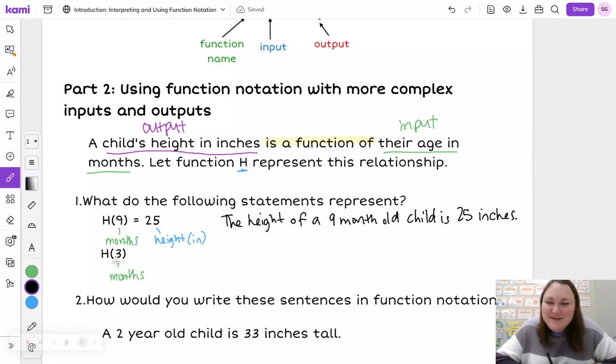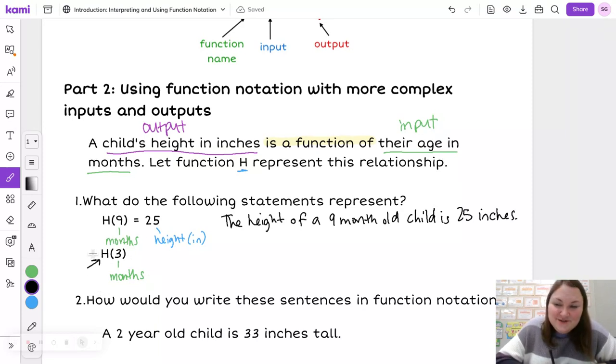So I went ahead and I labeled, we know that 3, again, it's in our parentheses, so it's our input, so it's 3 months. But here we do not know the output. I don't know what their height is. Because it's in function notation, because there's that h there, I still know we're talking about height. I just don't know what it is.